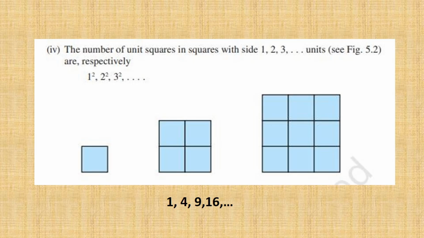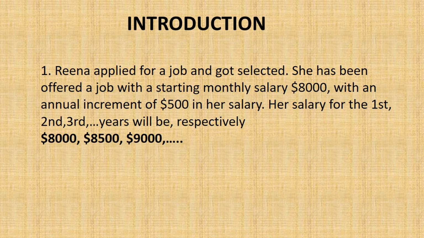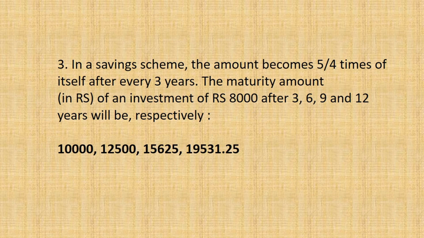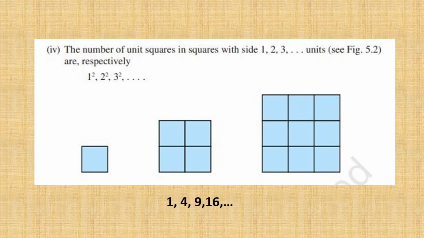Okay. So once again, the first example was this: Rina's salary is 8,000 dollars, and after every year, the salary is increasing by $500. A second example, the steps of a ladder, and as you move to the top, the length of each step is decreasing by 2 units. And third example, in a scheme, if you deposit an amount, after every 3 years, the amount will become 5 by 4 times. So you will get some interest. Okay. The next one, the number of squares in each picture.